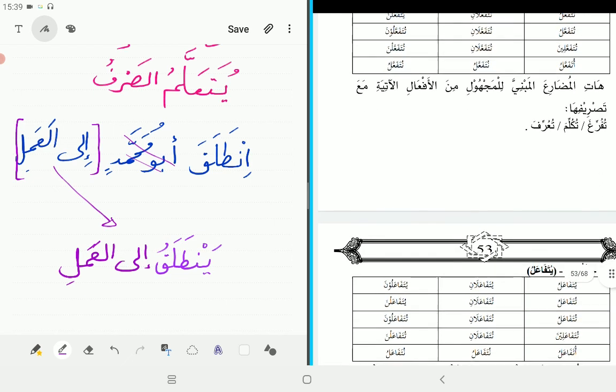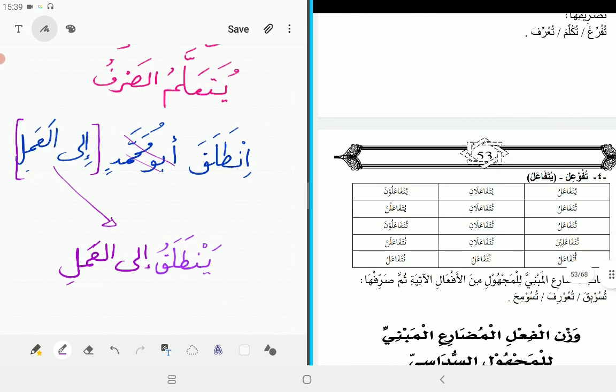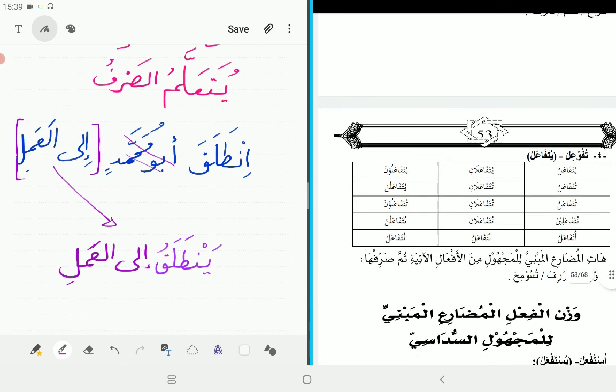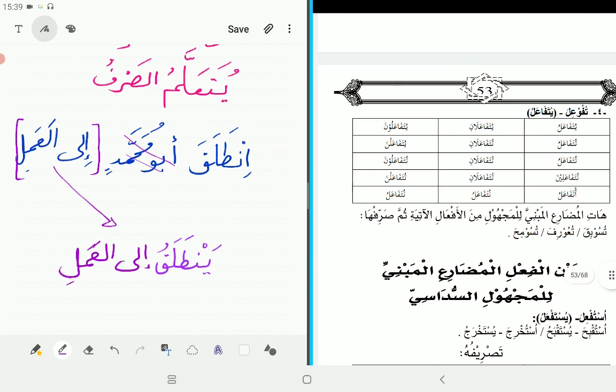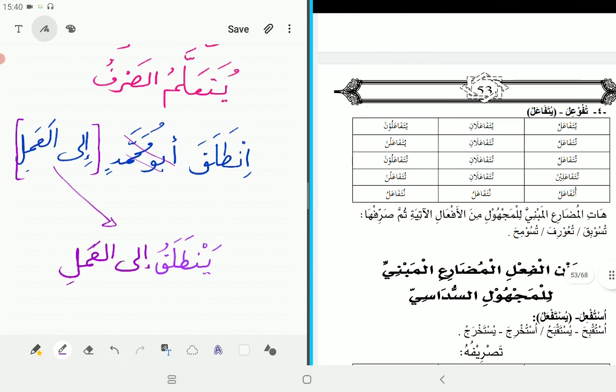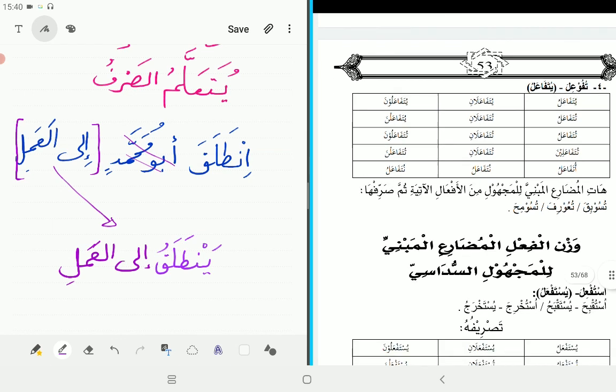Then you have this following scale, which is تفاعل يتفاعل, like the verb تسامح يتسامح. تفضل. يتسامح, يتسامحان, يتسامحون, تتسامحان, يتسامحن, تتسامحين, تتسامحن. طيب, so then you completed it.